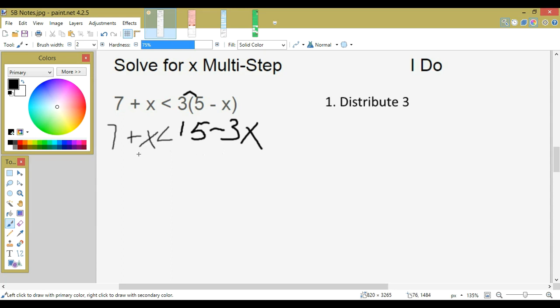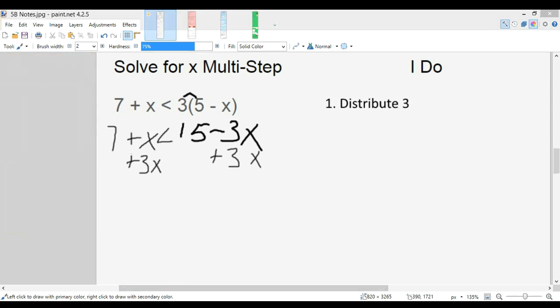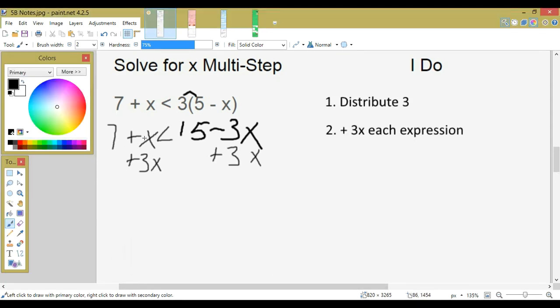From here, let's move all the x's to the left. So plus 3x, plus 3x. Add 3x to each expression. 1x plus 3x is a plus 4x. Negative 3x plus positive 3x is 0x. They cancel. Bring everything else down. So we have 7 plus 4x is less than 15.